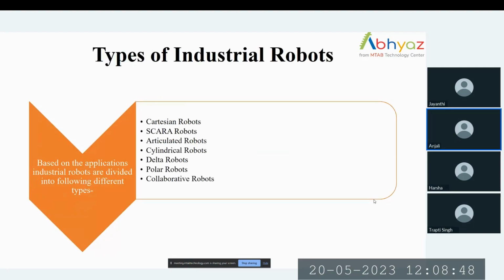Now, there are different types of industrial robots used in industries, and they are classified on the basis of their applications. So you can see there are Cartesian robots, SCARA robots, articulated robots, delta robots, cylindrical, polar, and cobots.